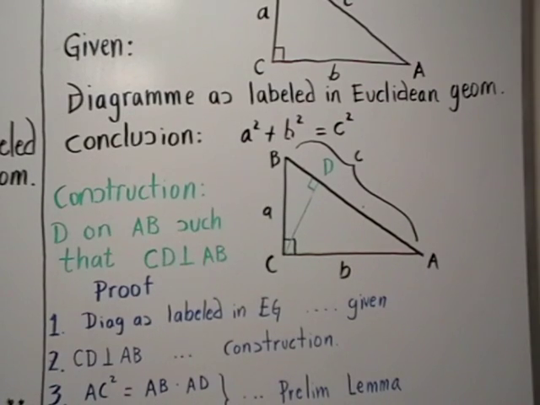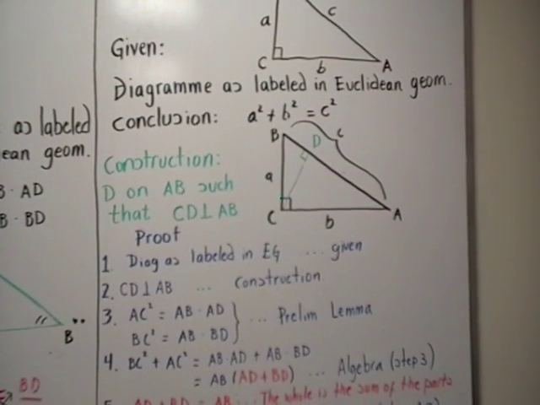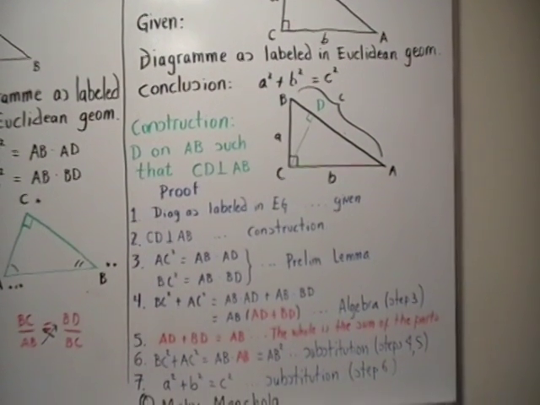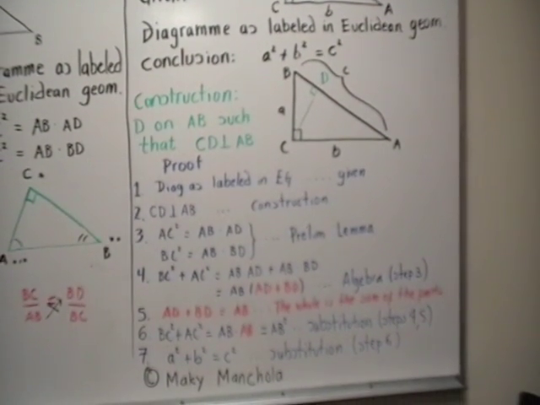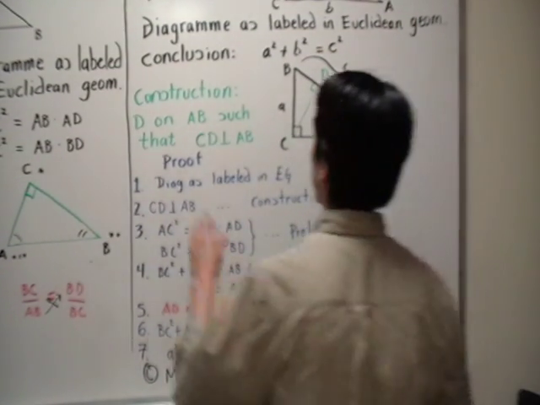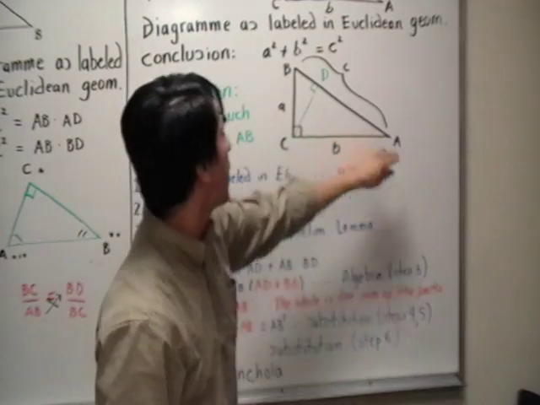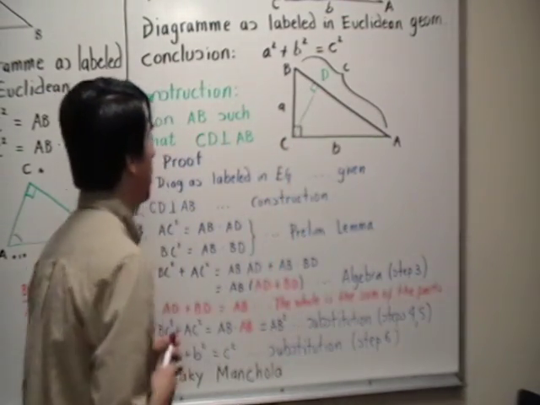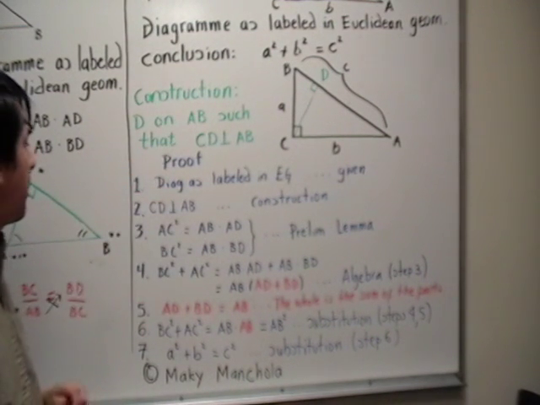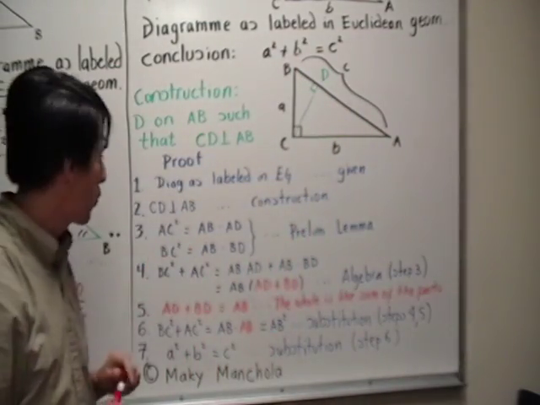In our earlier studies of mathematics, we have seen the Pythagorean theorem. Now, I'm going to address a proof of it. It makes use of our preliminary lemma. I'm pointing the camera to cover the whole proof. First, a construction. On our given diagram, we're dropping an altitude from C onto AB. We're labeling it CD. So here's our proof. First, the diagram as labeled, that's given. Second, CD is perpendicular to AB. That's because of our construction.